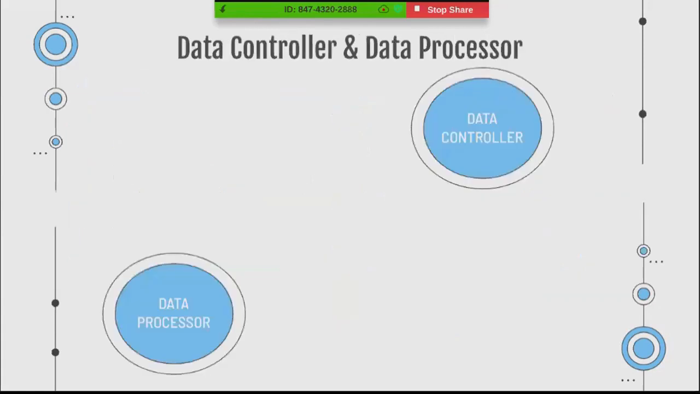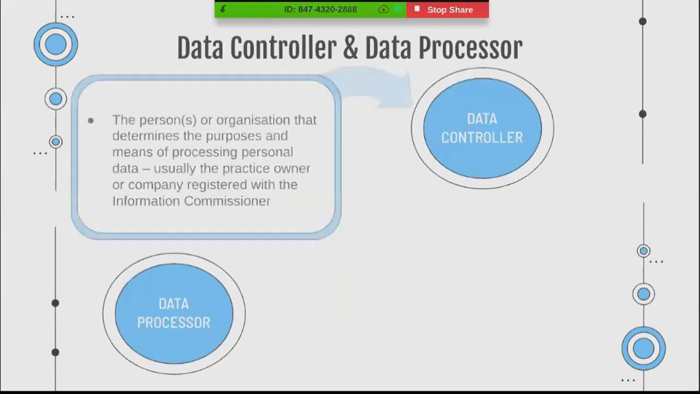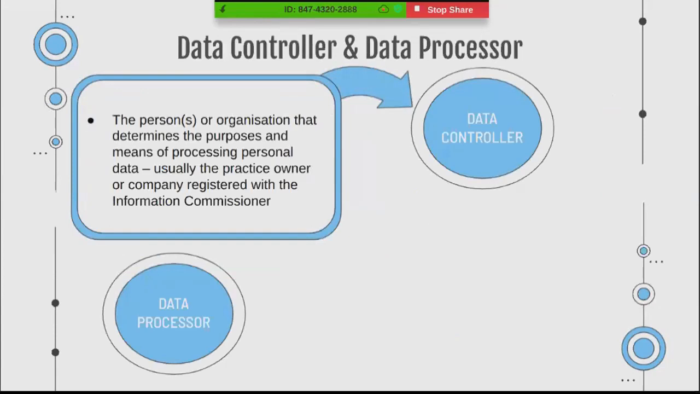So who actually looks after this data then, and who does what? We have a data controller and we have a data processor. The data controller is the person or organization that determines the purposes and means of processing personal data. So this is usually the practice owner or the company registered with the Information Commissioner.